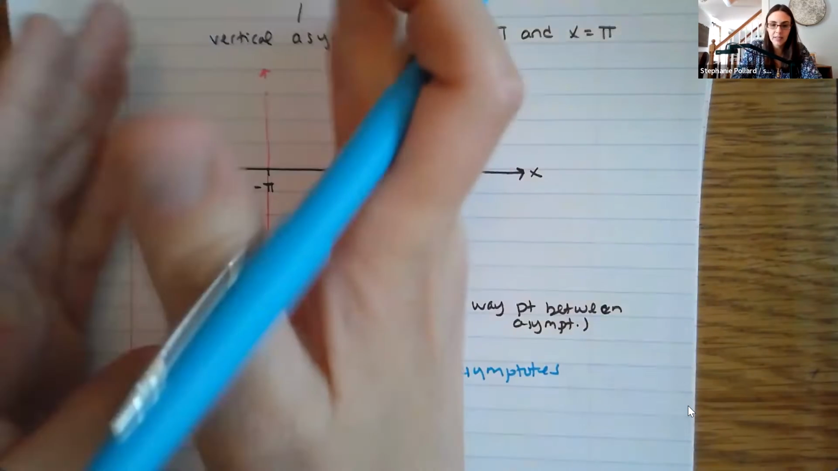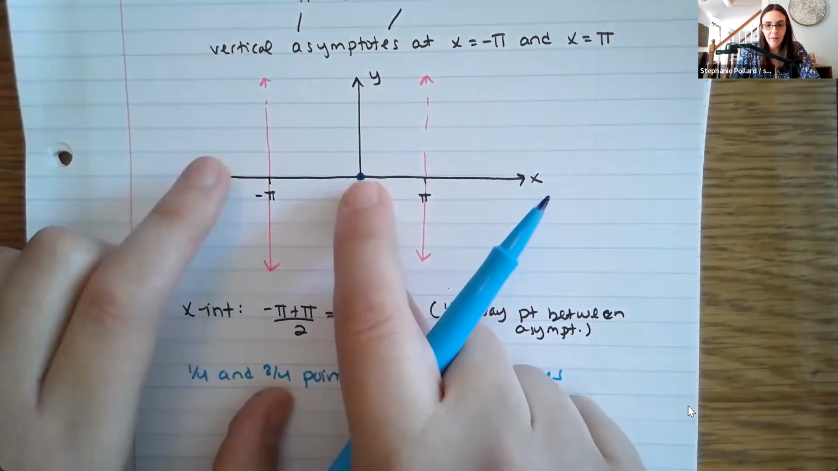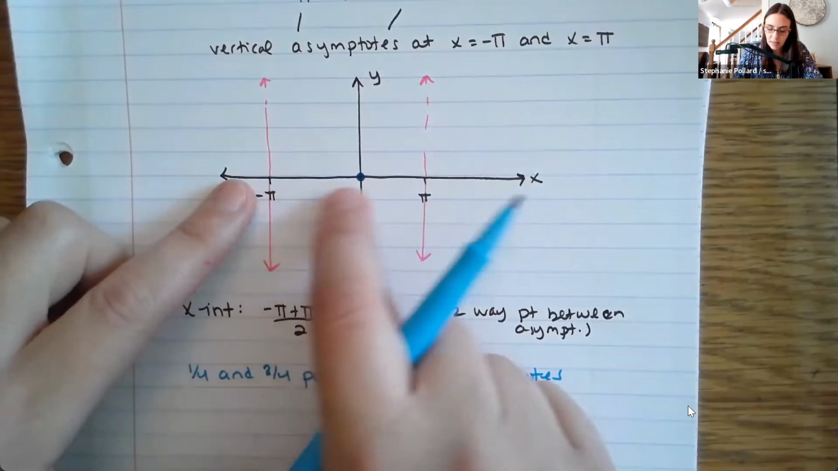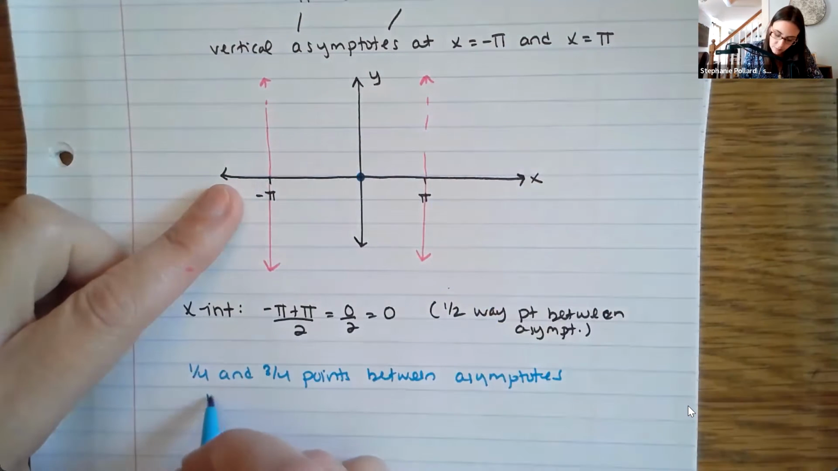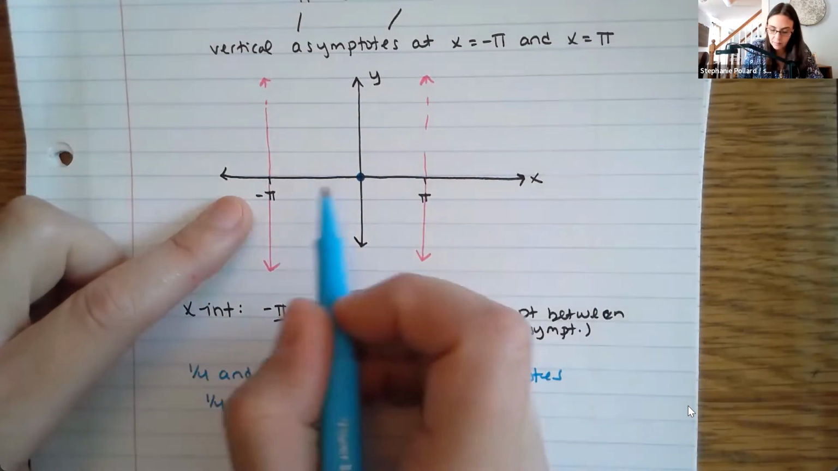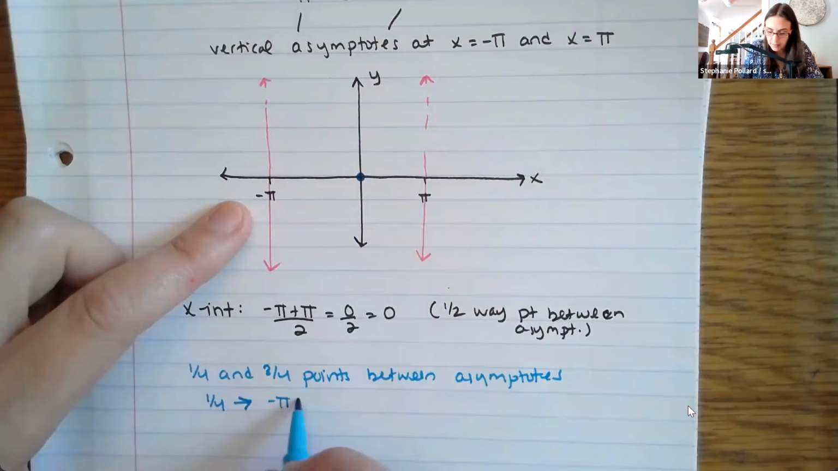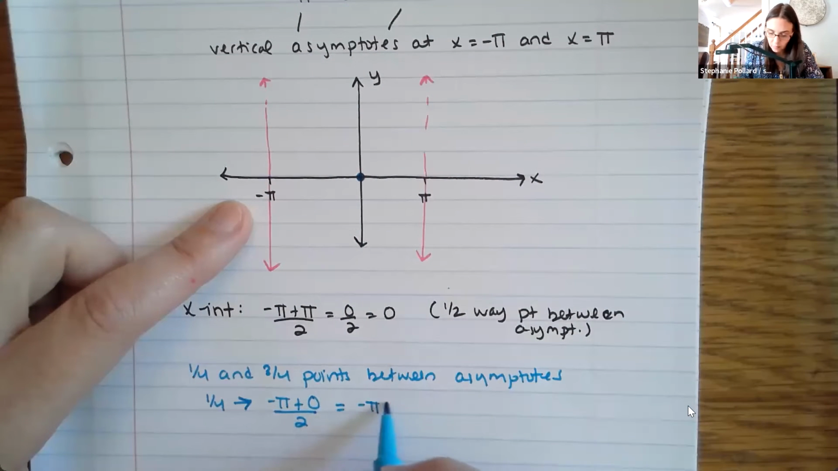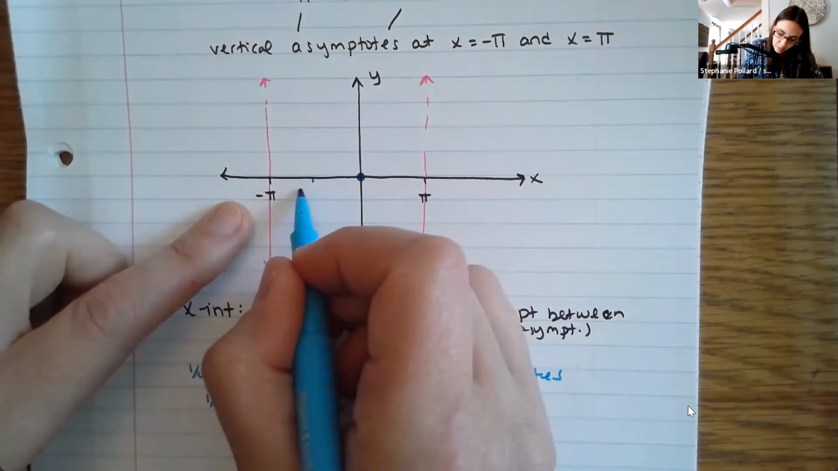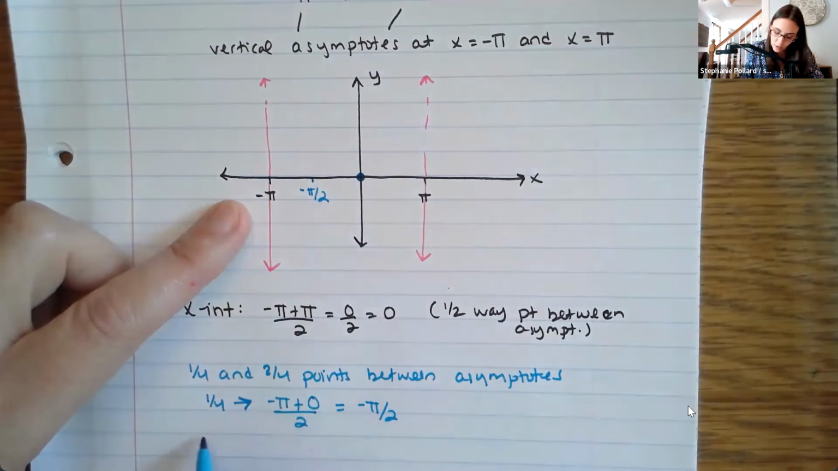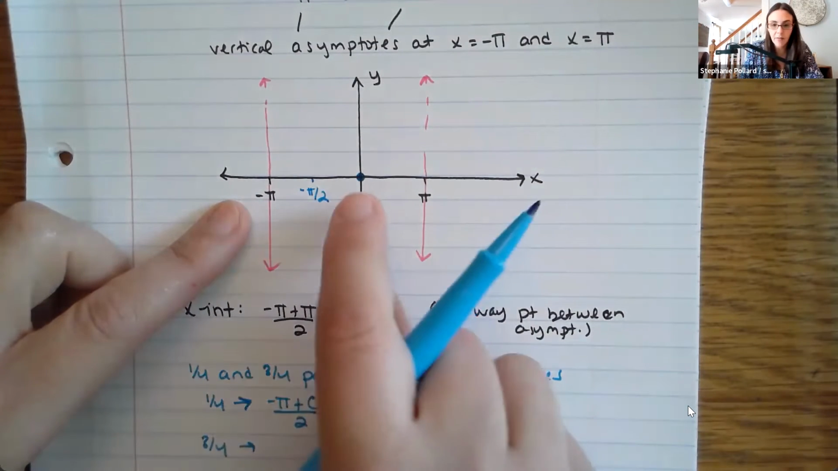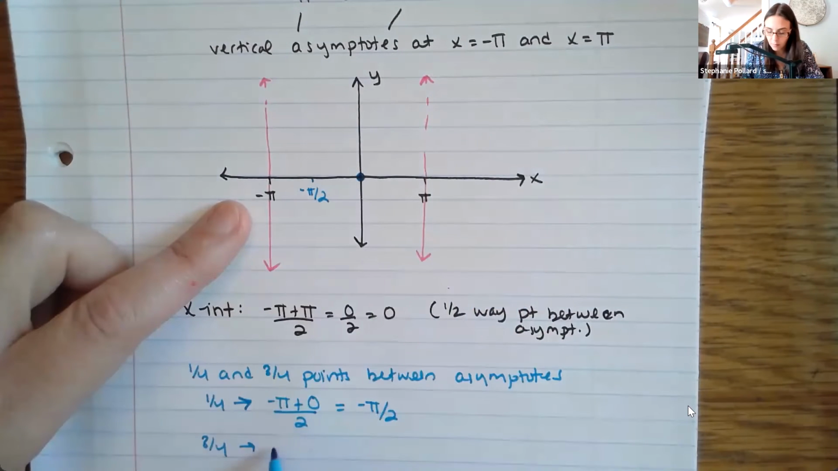We know the halfway point is at 0 here, so find half of this. I would take negative pi plus my center, which is 0, and divide it by 2. So negative pi over 2. And then for the 3/4 point, do the other side and take the other half. My center is 0, and I'm going out to pi over 2.